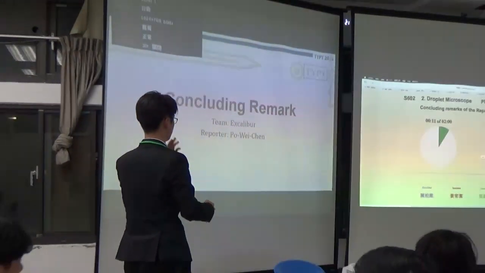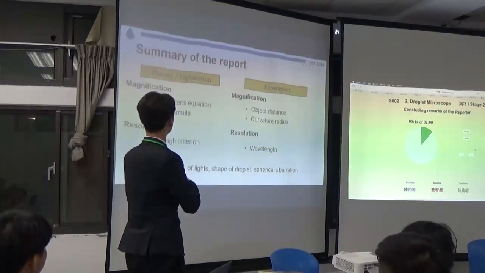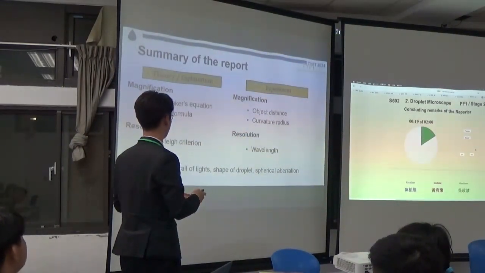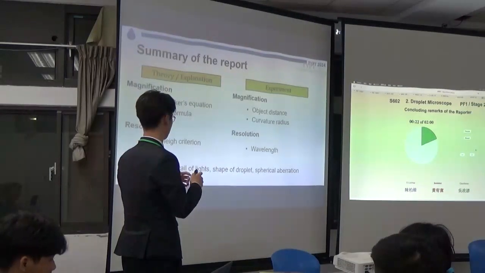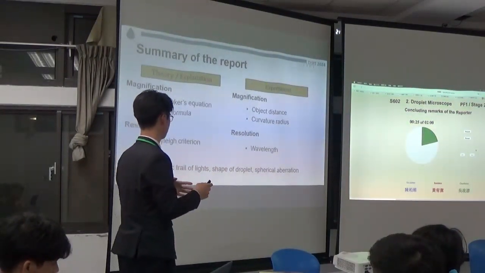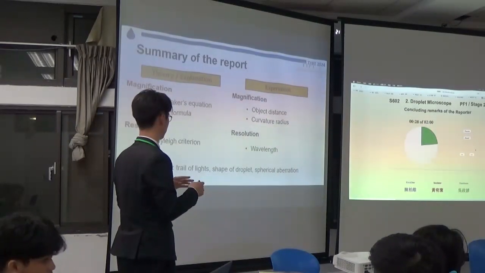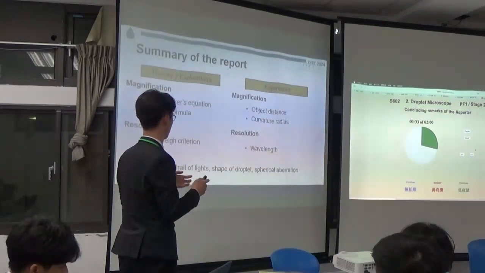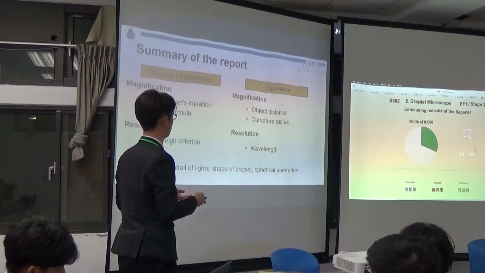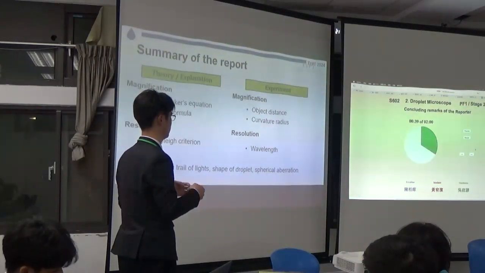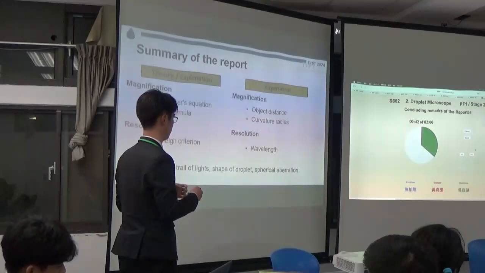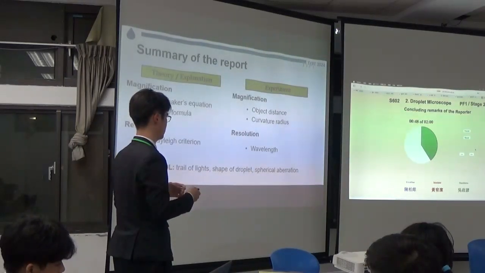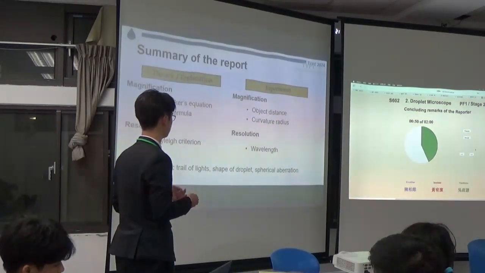Okay, I am the reporter from TS Hybrid. For a concluding remark, for the theory part, for the magnification part, I use the lens maker equation and Gauss formula to calculate the magnification. For the resolution part, I use the Rayleigh criterion and the equation given by it to explain the effect of diffraction, which can help to calculate the resolution. For the magnification in my experiments, I change the object distance and the curvature radius. For resolution, I change the wavelength. I also use COMSOL to simulate the trail of light, the shape of the droplets, and the spherical aberration.